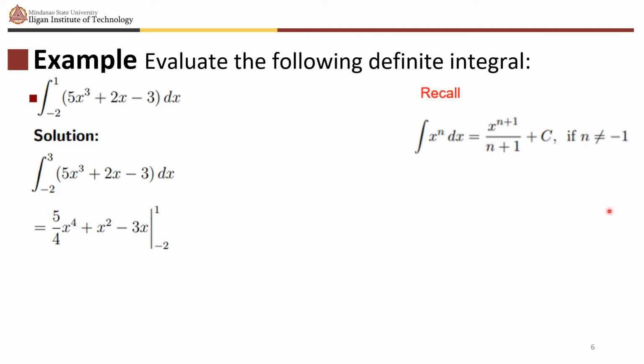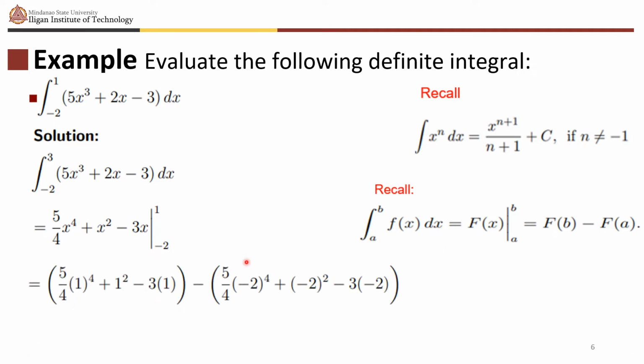Now recall again, how do we do that? That is, the integral from a to b of f of x dx is equal to f of x from a to b, wherein you can rewrite this to be equal to f of b, that is the upper limit there, minus f of a, the lower limit.